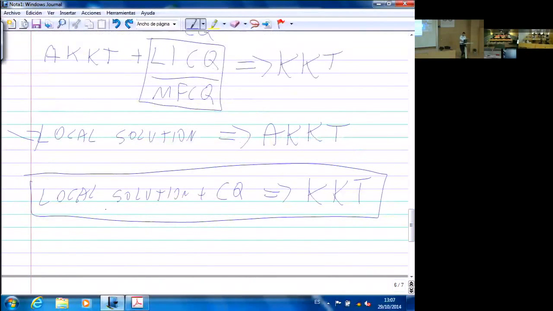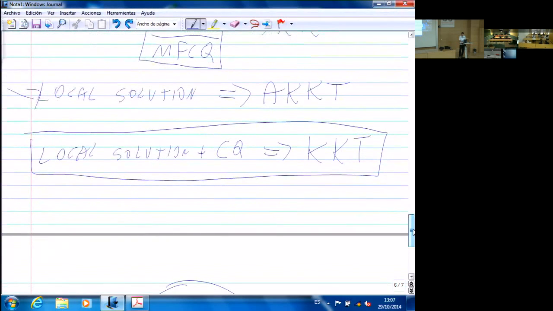Okay, if you have a local solution and you have a constraint qualification, you get a KKT point. So you can't say that KKT is a necessary optimality condition. It is not. A necessary optimality condition is anything that holds for every local solution. So KKT does not hold for every local solution of any problem. You must look only at problems with this.